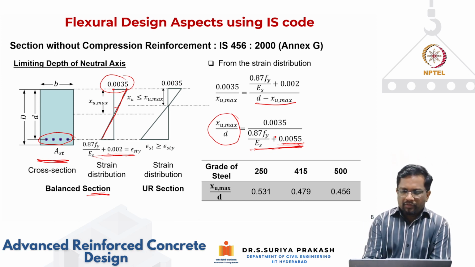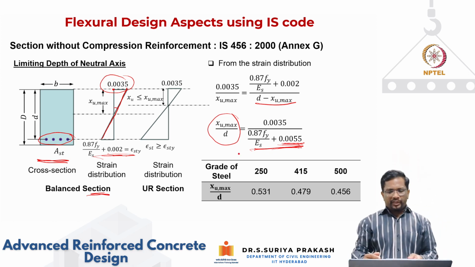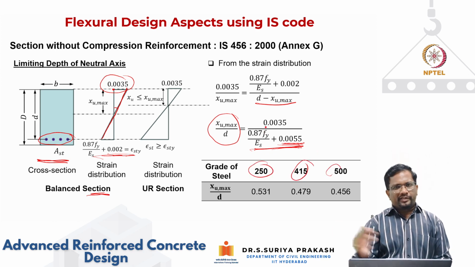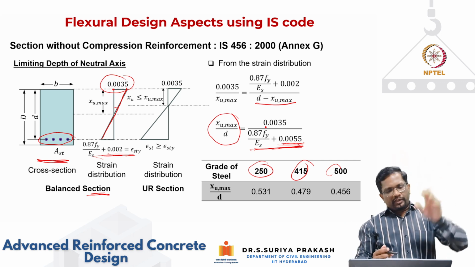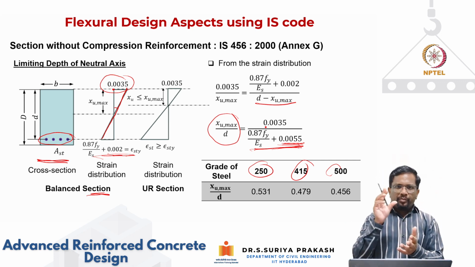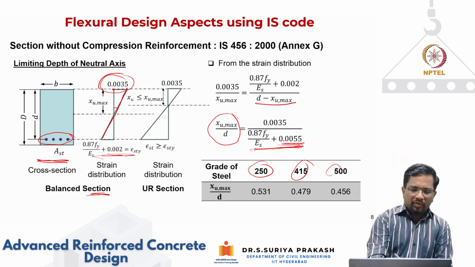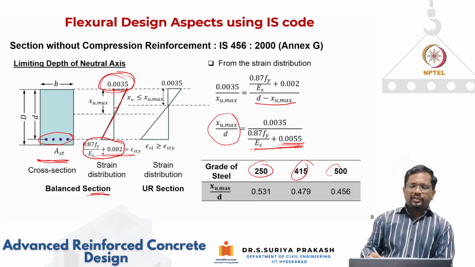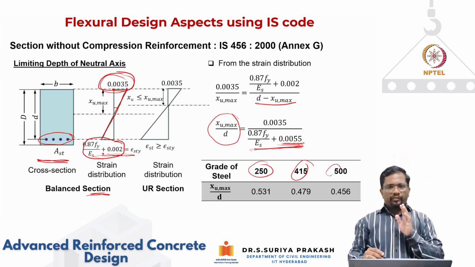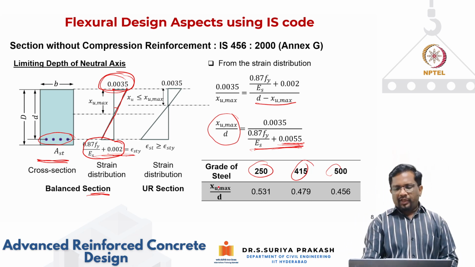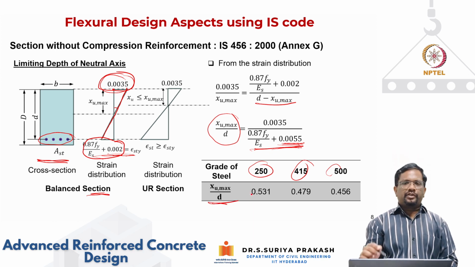So from this expression, of course, we can find out what is Xu max by d for different grades of steel. Now in this equation, concrete strength doesn't come in at all, because this is a failure condition which is defined only based on strain conditions. That means I'm fixing my Xu max, and I'm fixing my strain at the bottom, and the yield strain is only a function of your grade of steel. It has nothing to do with your concrete grade. So that is the reason Xu max by d is only a function of your grade of steel.